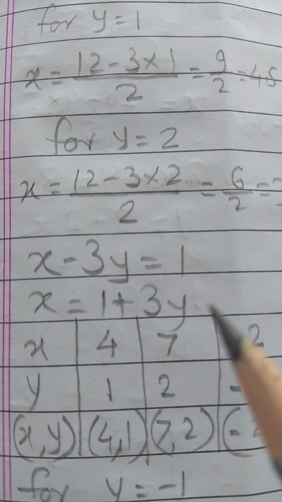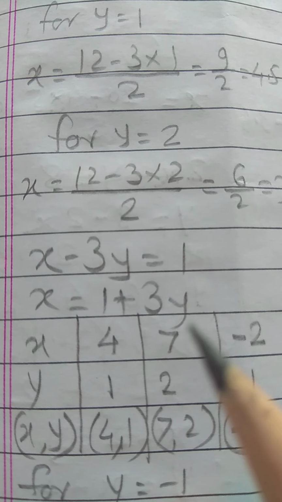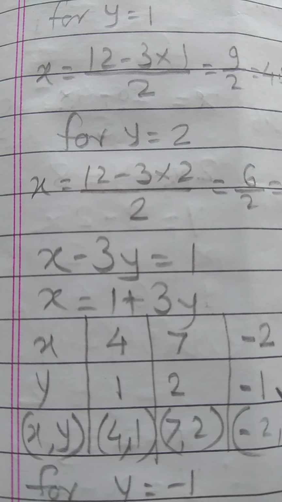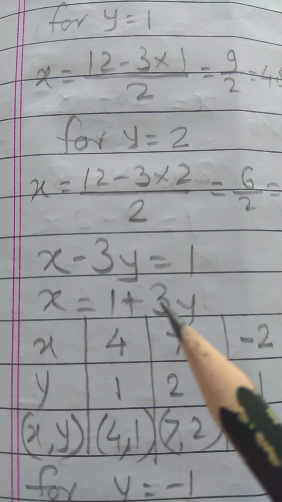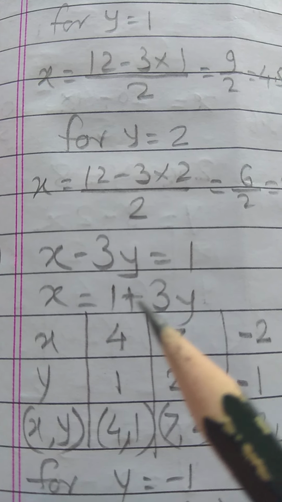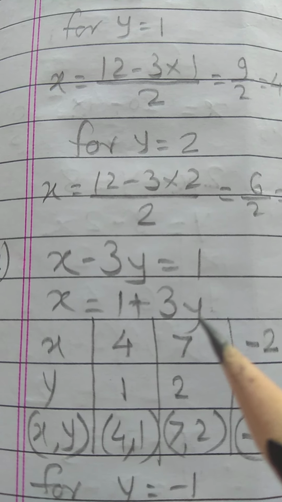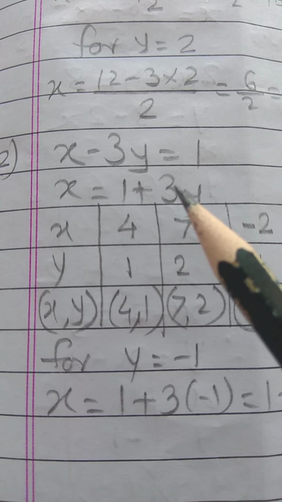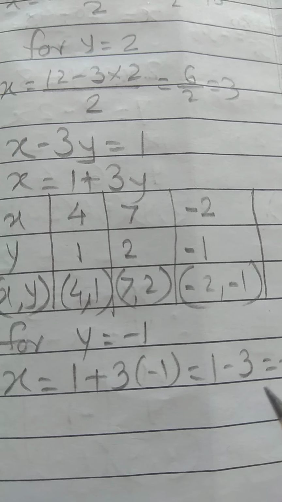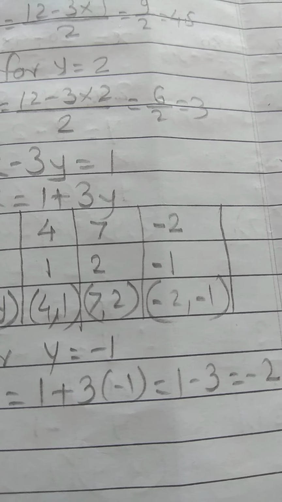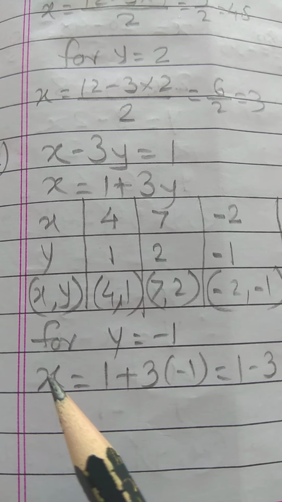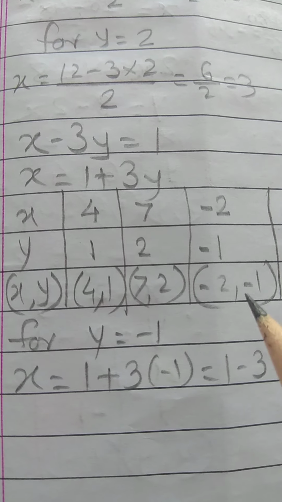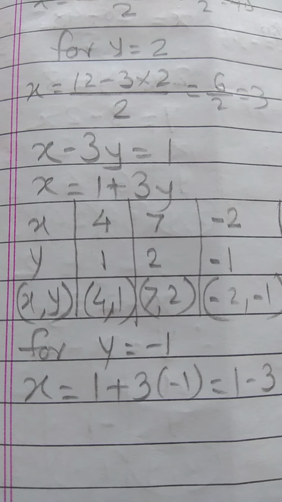So we can have the smaller value by taking y equal to minus 1 or minus 2. So we will take y equal to minus 1 here. Minus 1 into 3, it will be minus 3. 1 minus 3 will be minus 2. See the calculation. If y equal to minus 1, so minus 1 into 3, it will be minus 3. 1 minus 3, it will be minus 2. We will have the value of x as minus 2 by taking value of y as minus 1. These 3 ordered pairs will give you a line.